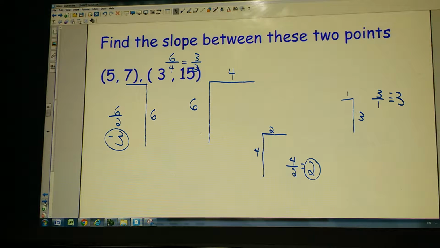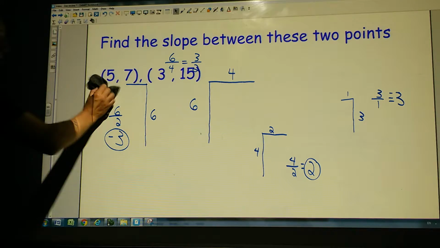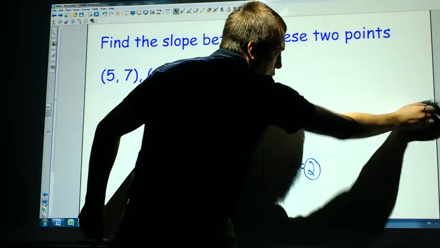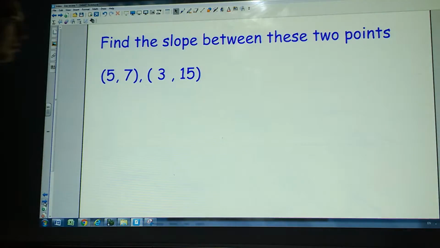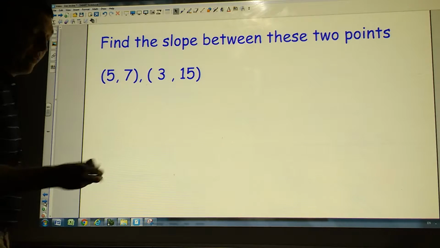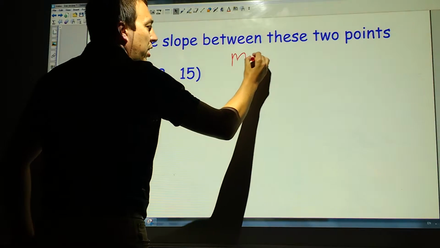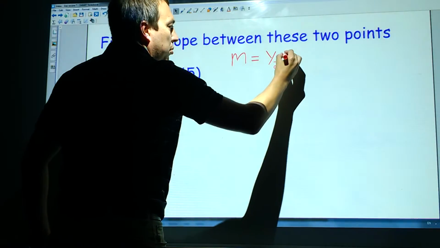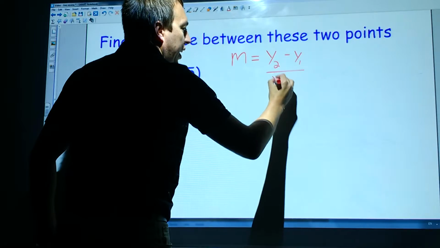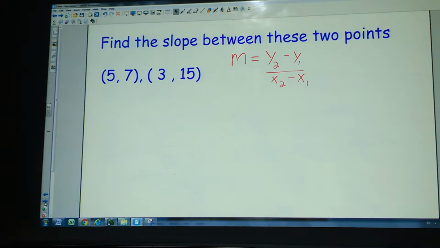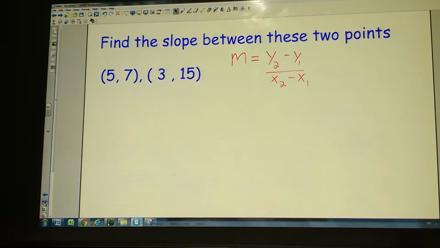Find the slope between 2 points, not given a graph. You did this way back in pre-algebra and in algebra, but you've probably forgotten. There is a formula, and if it's ever on any formula sheet, it's going to say slope equals y2 minus y1 over x2 minus x1. And that's fine, it's a correct formula, but I tried to make it simpler. I try to say it's y minus y over x minus x.